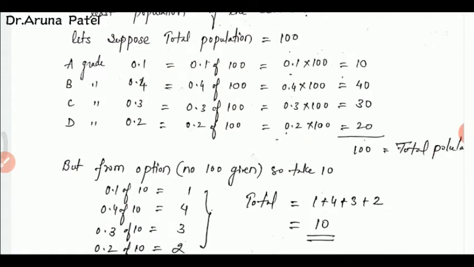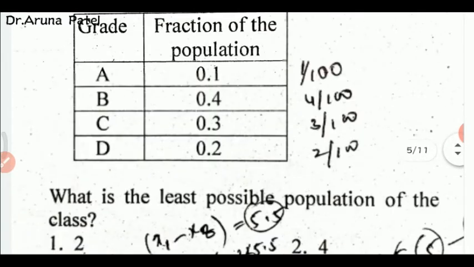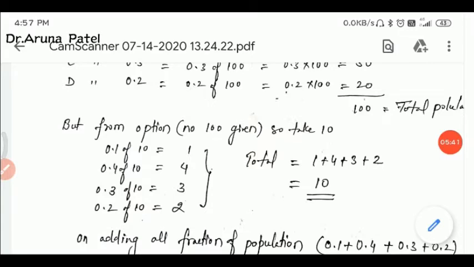So total population of the class is 100, but from the options, no option is given as 100, so take 10. On taking total population 10, 0.1 of 10 is equal to 1, 0.4 of 10 is equal to 4, 0.3 of 10 is equal to 3, 0.2 of 10 is equal to 2.